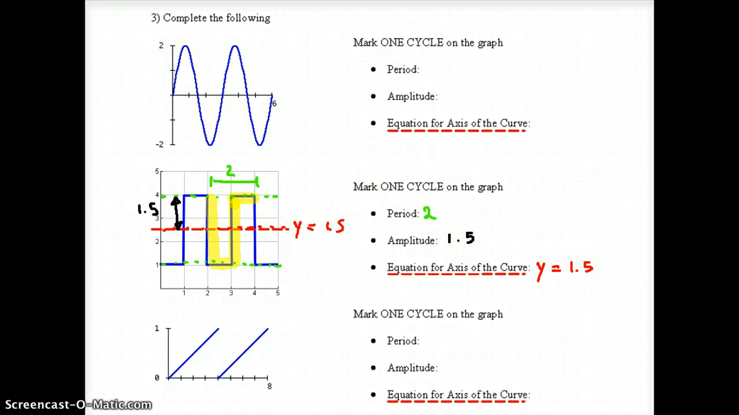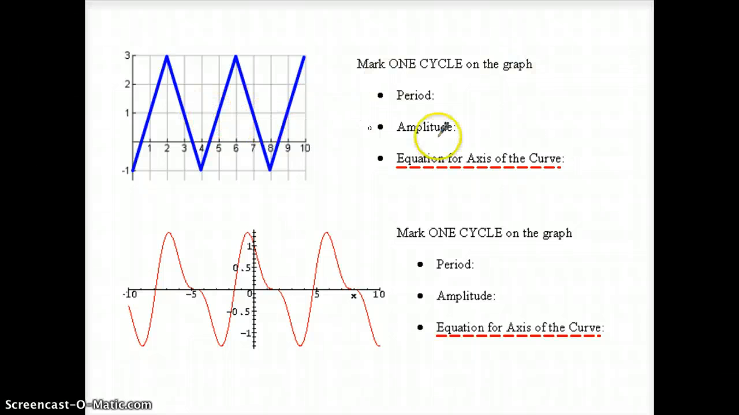Let's do one more. Let's do this one on top. So again, mark one cycle on the graph. Well, I'm going to use this cycle. I'm going to use a V in honor of Victoria. But I really could have just started here and made it like the round one from before. If that's the V, now let me just mark one cycle. It goes from here to here, and that's from 2 to 6, so the period is 4 units, right?